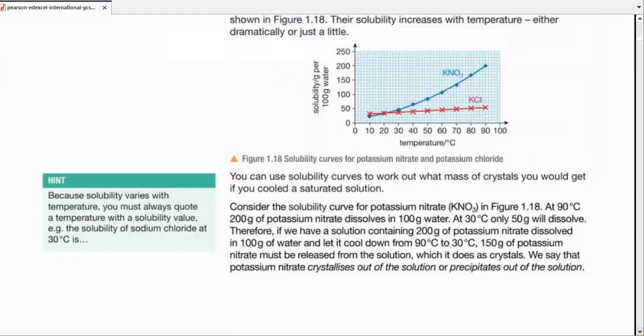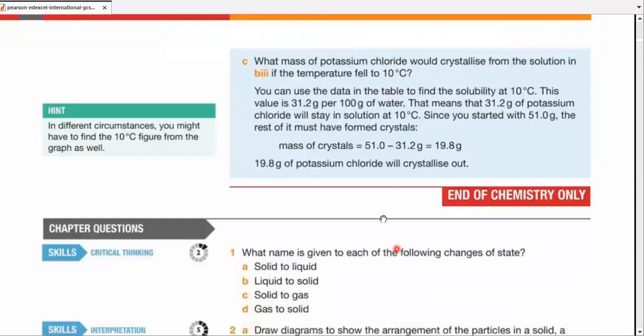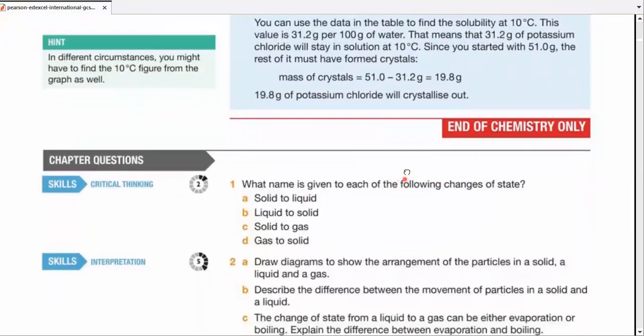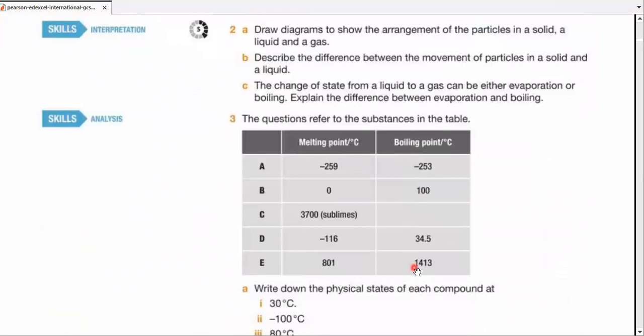That's why I specifically picked the second part of this example so that you can understand what they're doing. And this is the mass that would crystallize out if we decrease the temperature from a specific higher value to a lower value. So this is pretty easy. We are already done with it with my example. So I think that's about it.